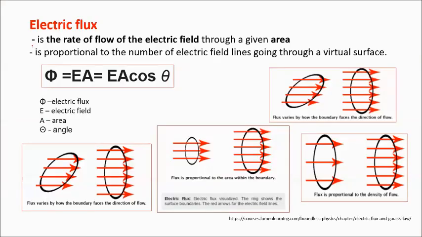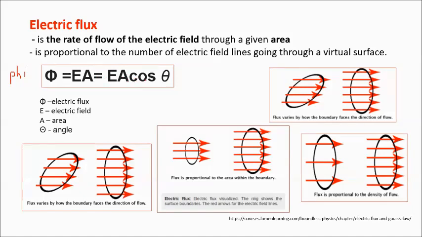Okay, so let us define what is an electric flux. Electric flux is the rate of flow of the electric field through a given area, and this is proportional to the number of electric field lines going through a virtual surface. Mathematically, electric flux, this is phi, the Greek letter phi. Flux is equal to electric field times area.